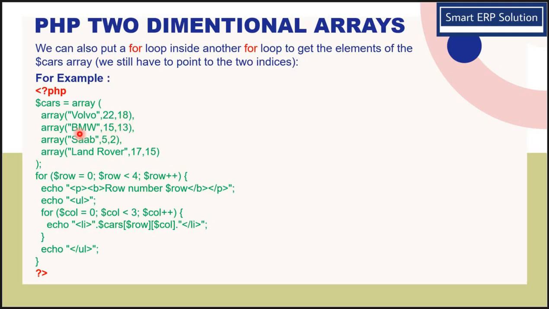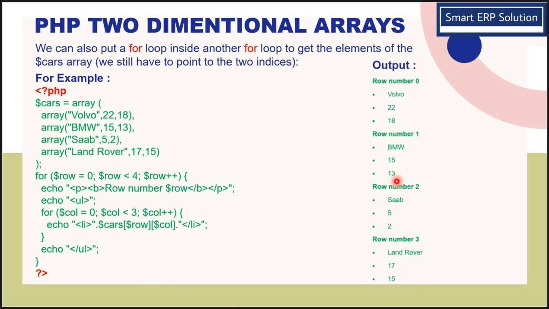Row 1, column 0 is BMW. Row 1, column 1 is 15. Row 1, column 2 is 13, and so on. Then after the for loop, we need to end the ul tag. We save this program and run. Okay, the output is like this.